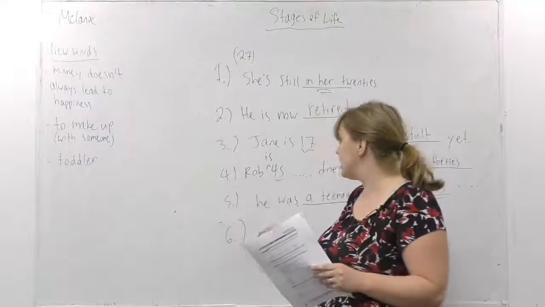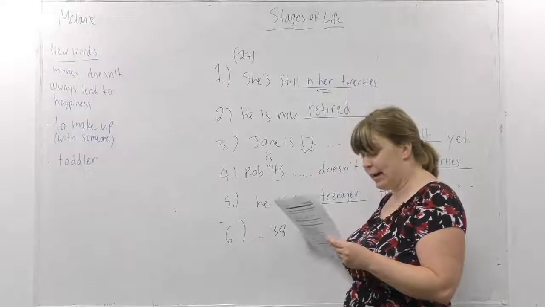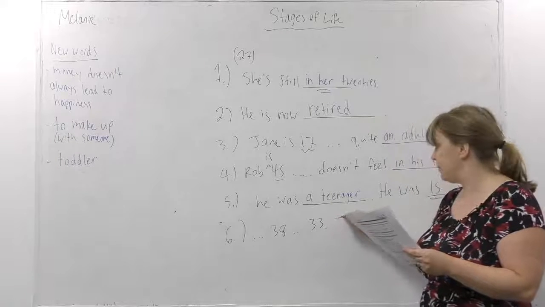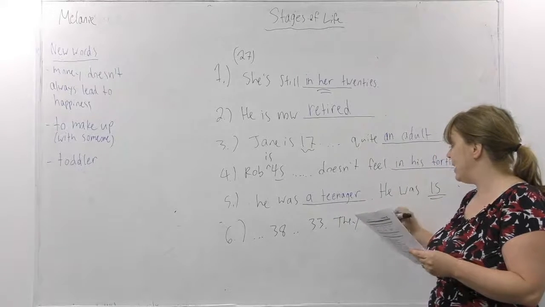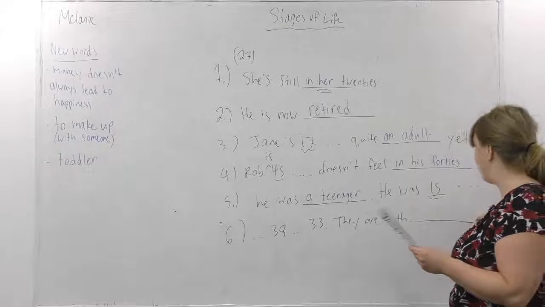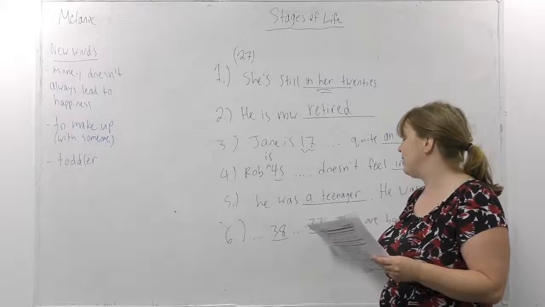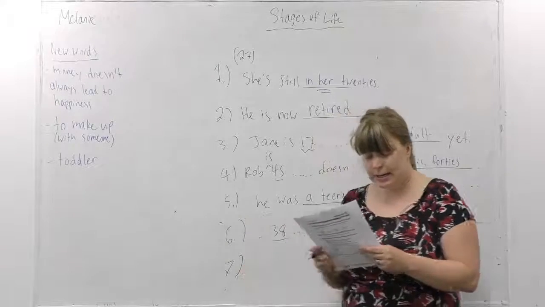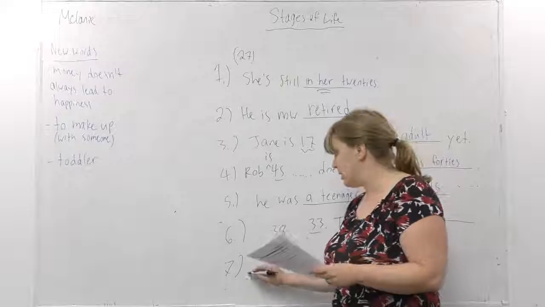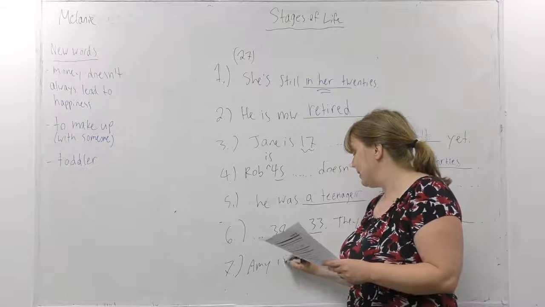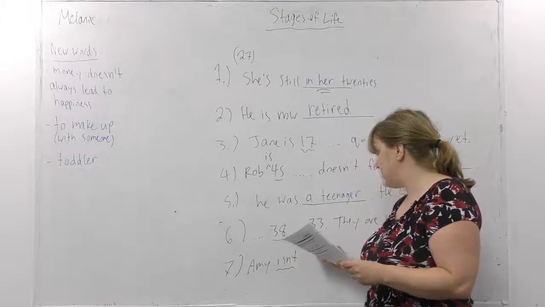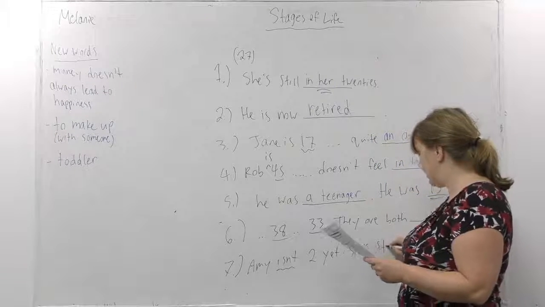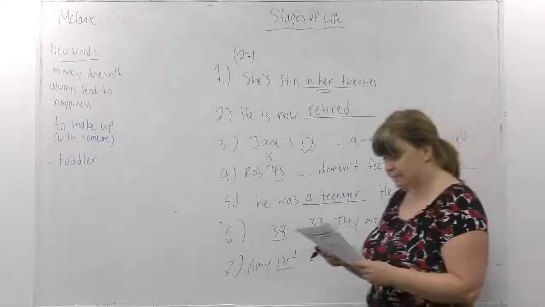Jeff is 38 and his wife is 33. They are both what? They are both in their what? So 38, 33. Let's do number seven. Amy isn't two yet. She's still what? This could be tricky.